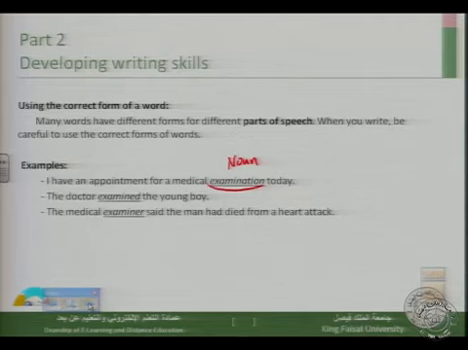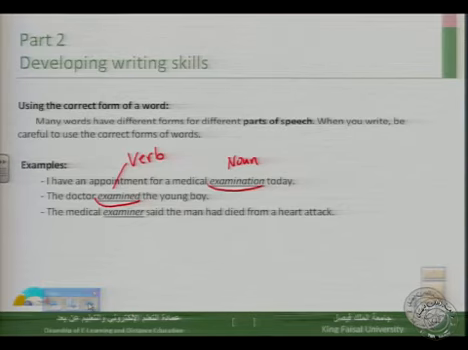The second example is, the doctor examined the young boy. The word which is underlined is examined. What part of speech is this word? This word is a verb. And here in this place we can only have a verb, because after the subject, the doctor, we need a verb here. The doctor, what did the doctor do? The doctor examined the young boy. This is a verb and it is in the simple past.